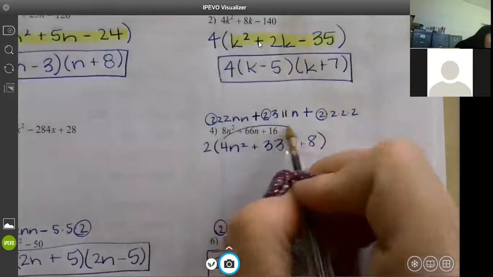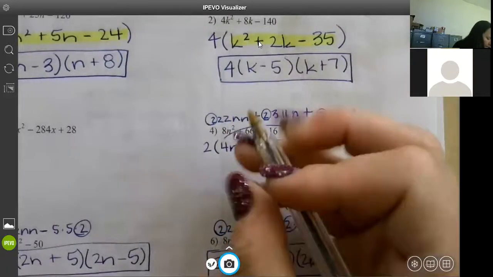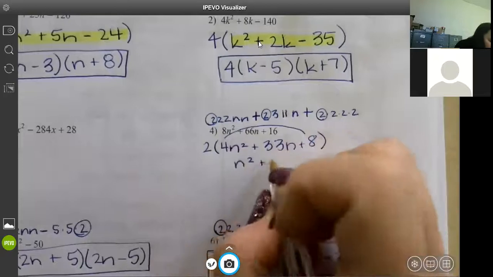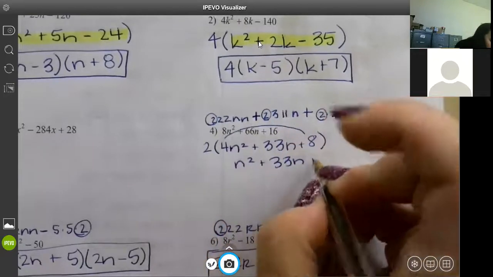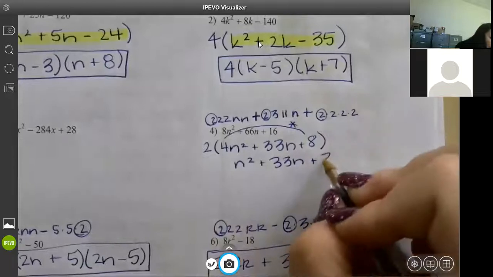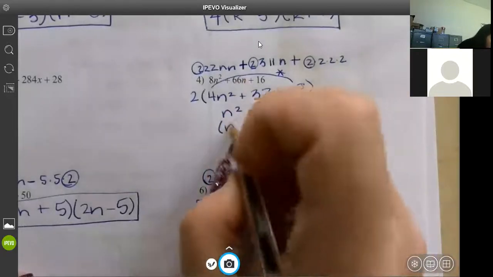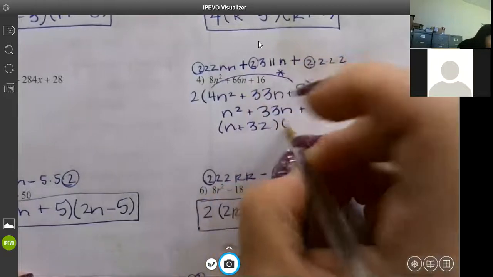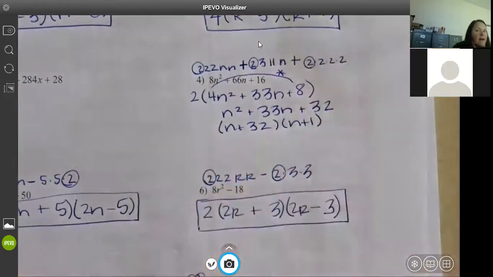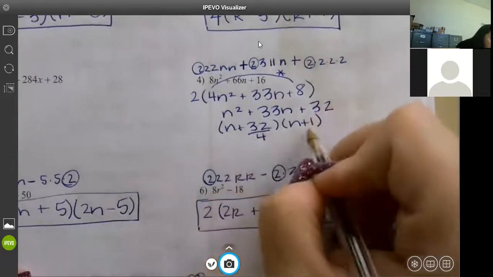So we're going to slide this over. We get n squared plus 33n. And remember, we're multiplying, so 4 times 8 is 32. What are your factors of 32? These are not hard ones that add to 33. What's your easiest factors of 32? 32 and 1. Remember, you can use your calculator if you need to. So 32 and 1. We did slide. Now we have to divide.